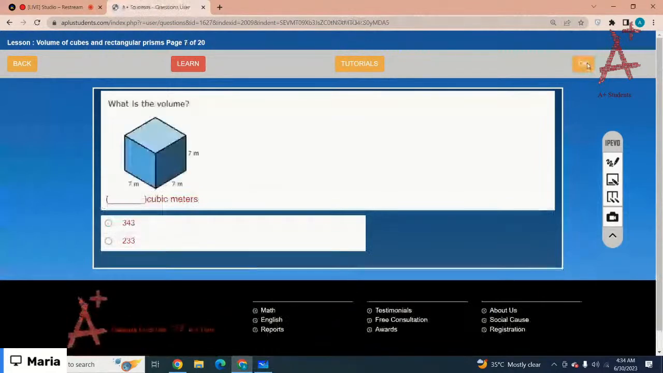Okay, what is the volume? So you are given with the cube, you have to calculate the volume of the cube. So you have to do side times side times side. So it would be 7 times 7 times 7. So which is the correct option? 7 times 7 is 49 and 49 times 7 is 343. So the correct option is 343 cubic meters.